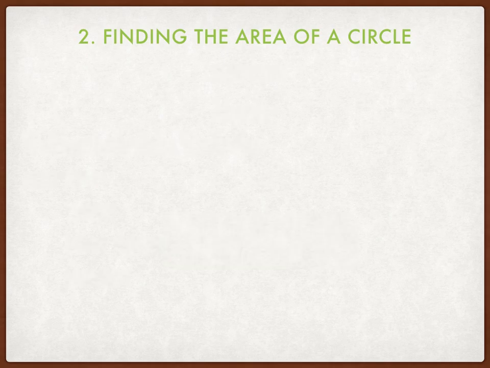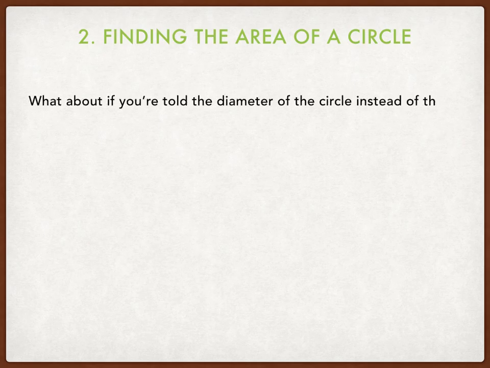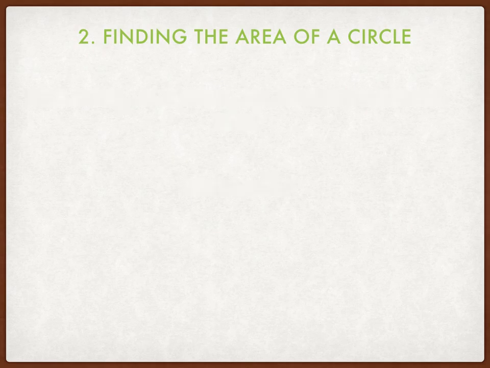Now your teacher might ask you a harder question and they might give you the diameter instead of the radius, and in that case what we have to do is find the radius. Now if you remember me saying it was important earlier, the diameter is twice the length of the radius. So if we're given the diameter size, we just need to halve it to find the radius, and then we can substitute that into the normal formula.